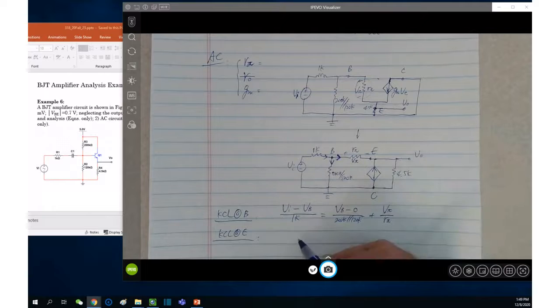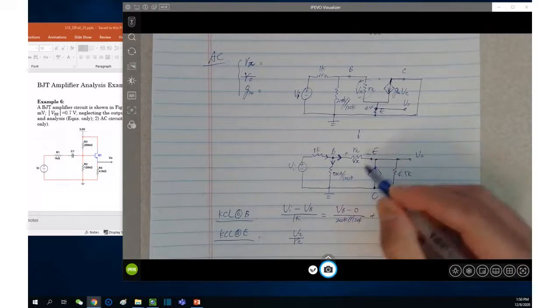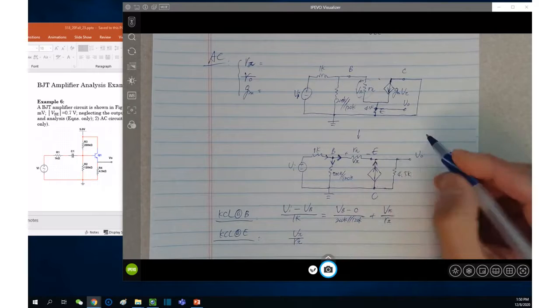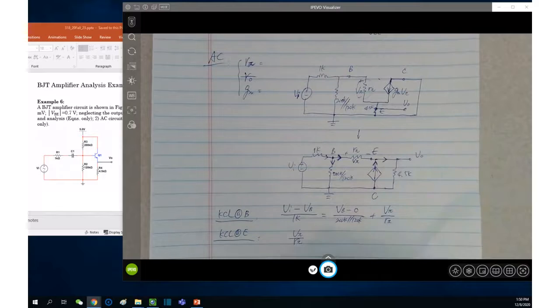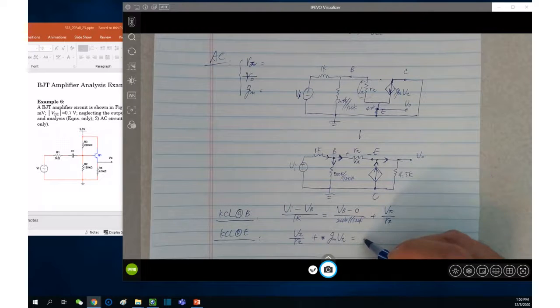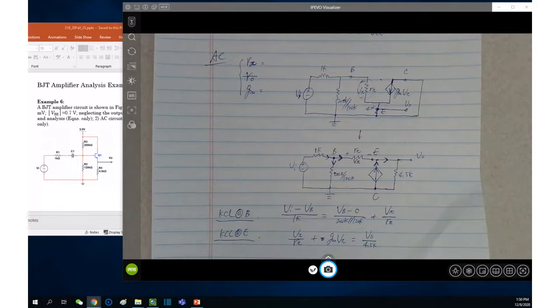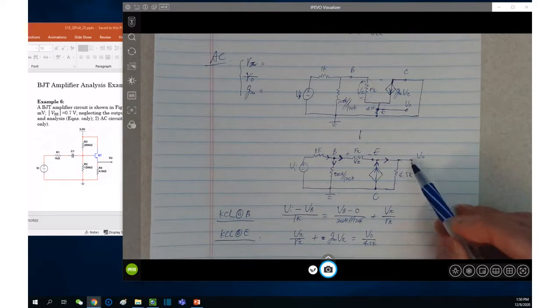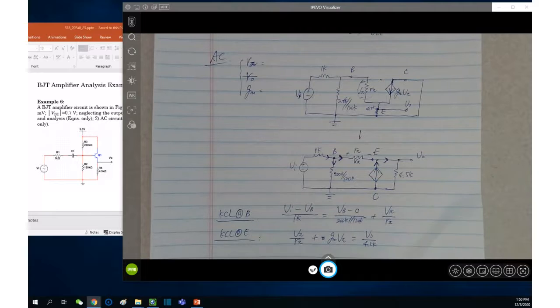Then the emitter KCL, we have V pi over R pi, which is this current, equals the current here, plus the current here, obviously, GM V pi. Current here is what? Current here is nothing but V naught over 4.5K, V naught divided by 4.5K. Doesn't make sense. 2 KCLs.